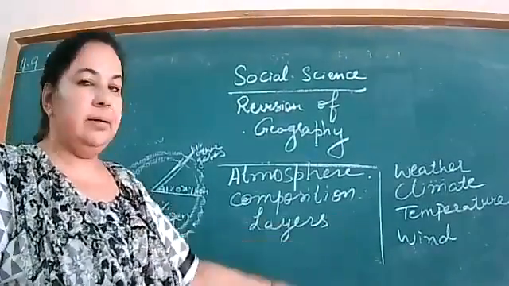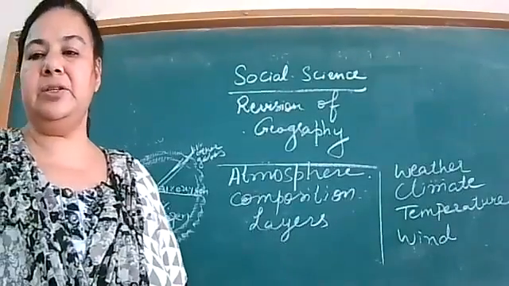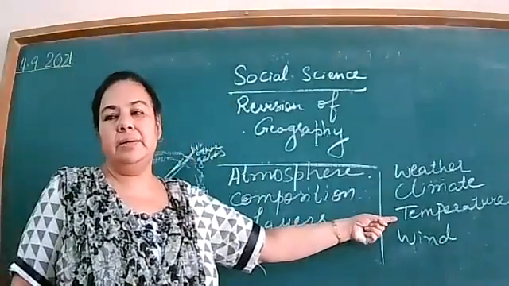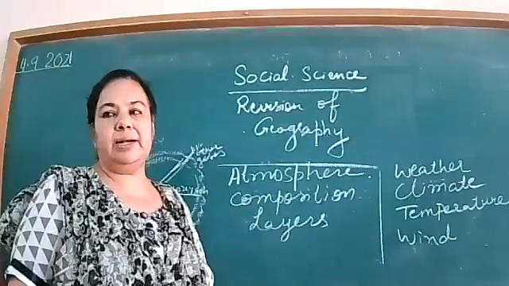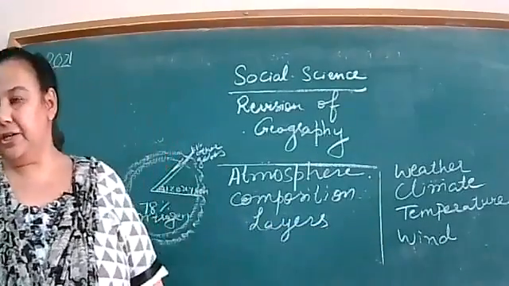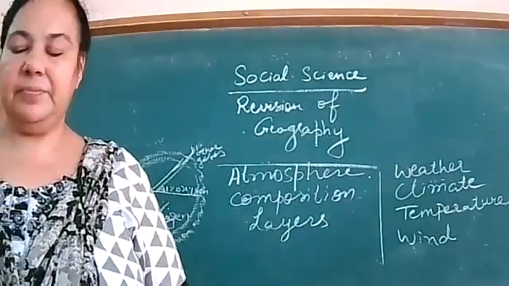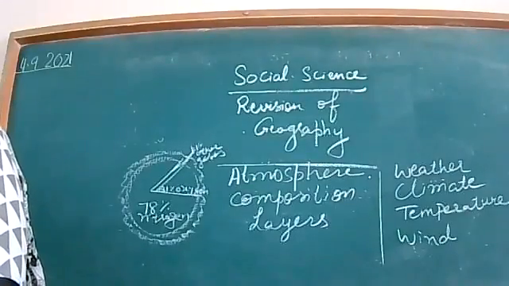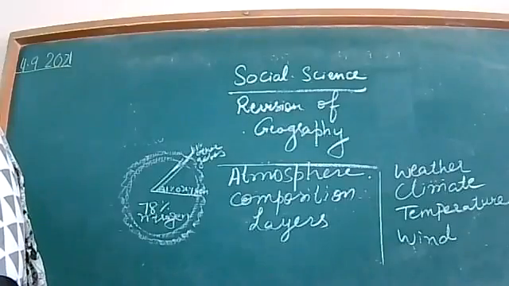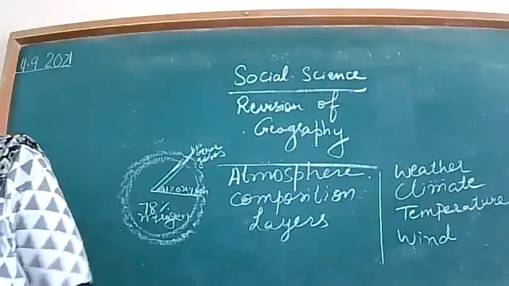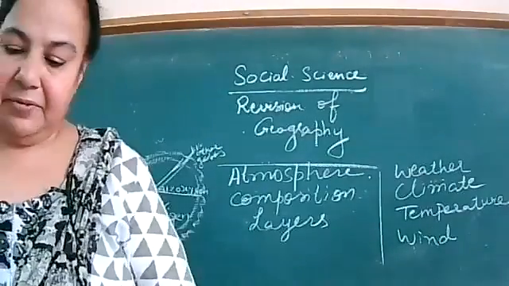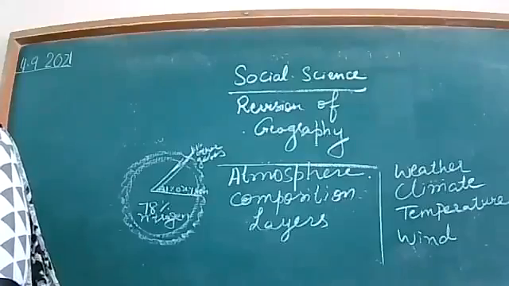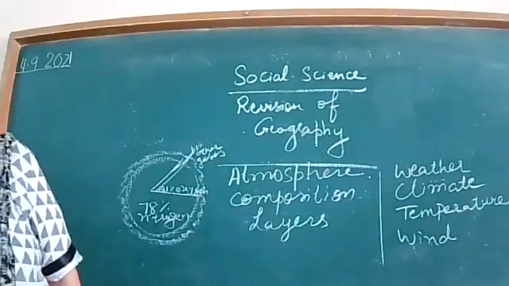Next is temperature. Degree of hotness and coldness in the air is known as temperature. Next is air pressure. It is defined as the pressure exerted by the weight of the air on the Earth's surface.